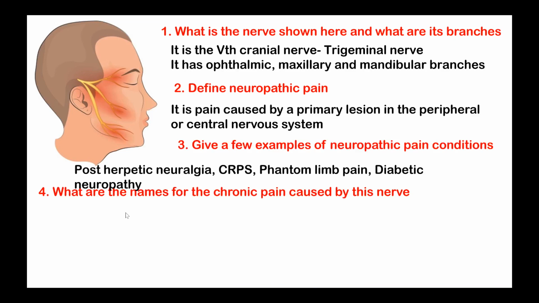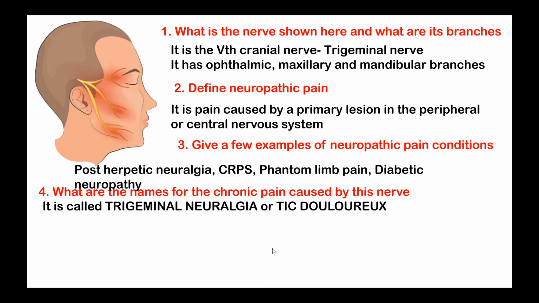What is the name of the chronic pain caused by this nerve, this particular trigeminal nerve? Trigeminal neuralgia, or tic douloureux. Okay. How is this condition treated? NSAIDs. Gabapentin. Tegretol, gabapentin, or pregabalin. That is pharmacological.